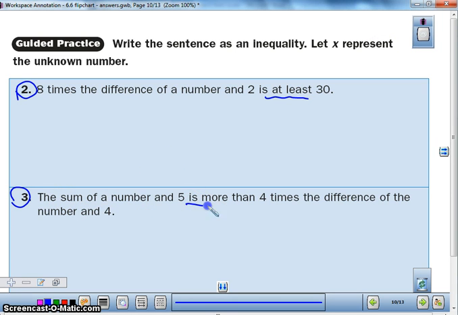So thinking about the phrases is more than and is at least, those are our inequalities. Try those, we'll look at them tomorrow. Hope this goes well.